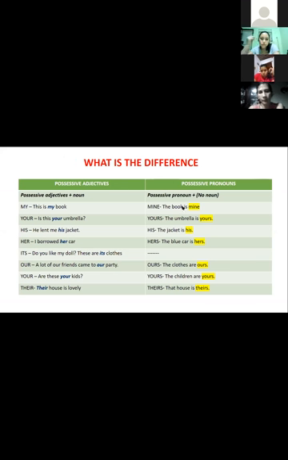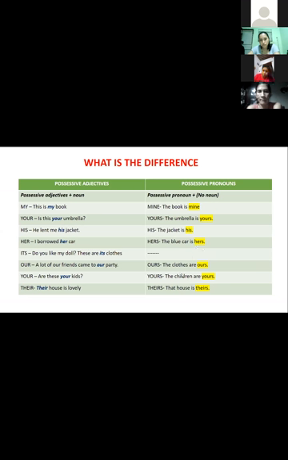Okay, here. For example, I say, mine. The book is mine. Okay? The book is mine. El libro es mío. Ya no es mi libro, sino el libro es mío. Mine. Yours. The umbrella is yours. La sombrilla es tuya. His. The jacket is his. La chaqueta es de él, ¿verdad? Hers. The blue car is hers. El carro azul es de ella.